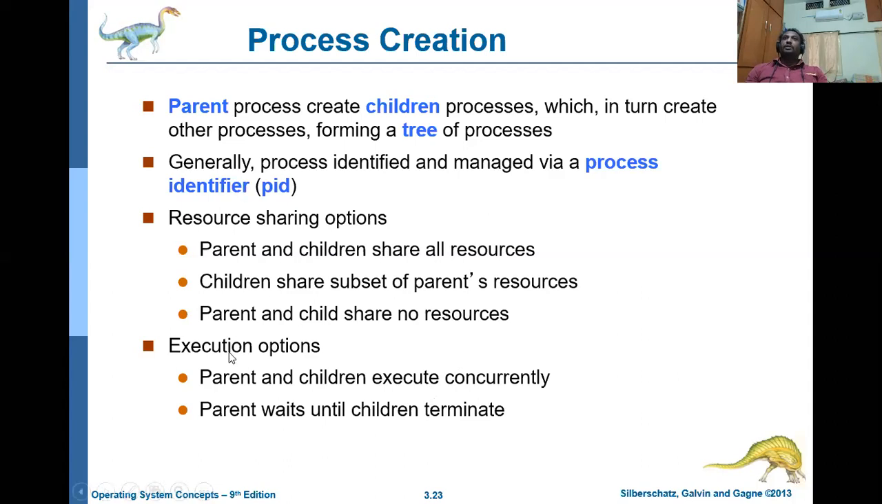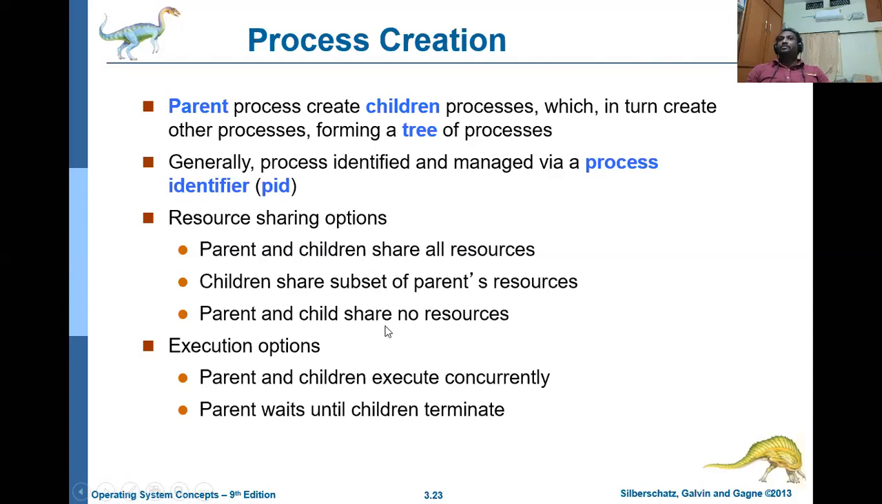Okay. Now, coming to the execution options. Parent and children execute concurrently, meaning at the same time. The next option is that the parent has to wait for the child to get executed and terminate. Again, it depends on the process. Either the parent and child execute simultaneously and complete the execution, or the parent process has to wait for the child process to get completed. So there can be any of these options.